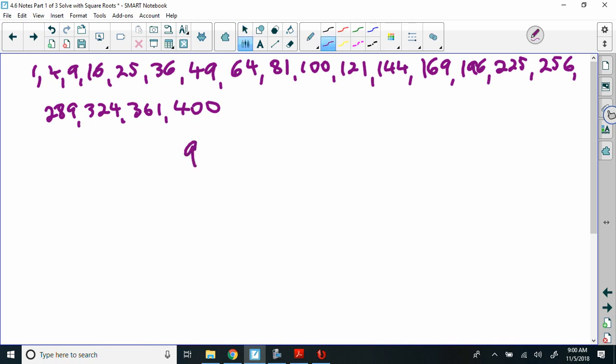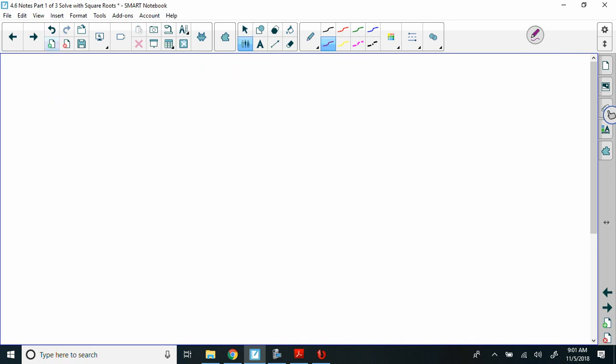Yep, it's going to be a long day. 900 is a perfect square, so 1600. I think 676 is too, but that's a good list to start with. So let's just try a couple more simplifying radicals.